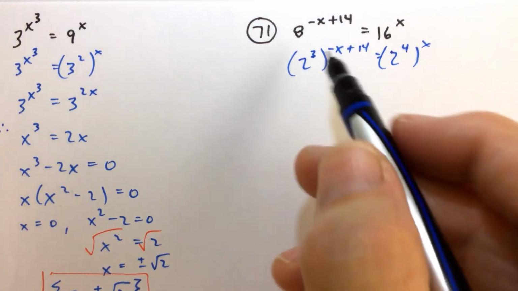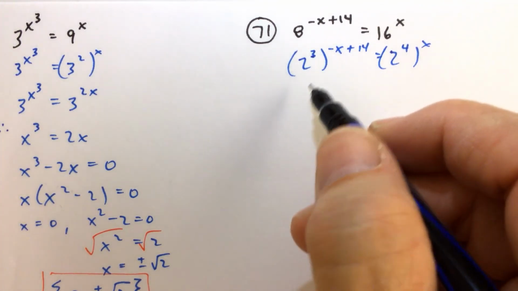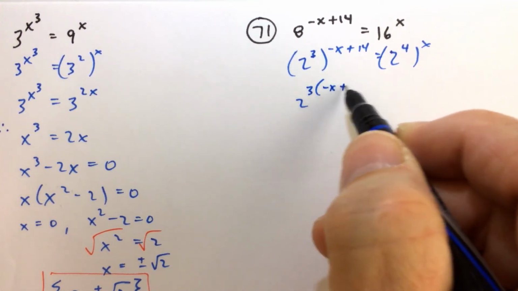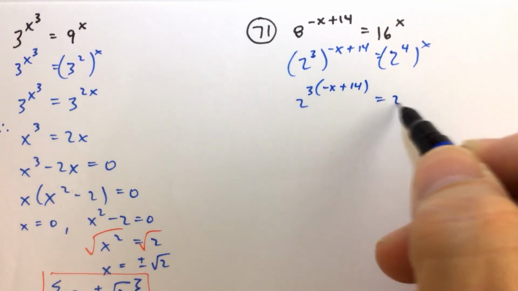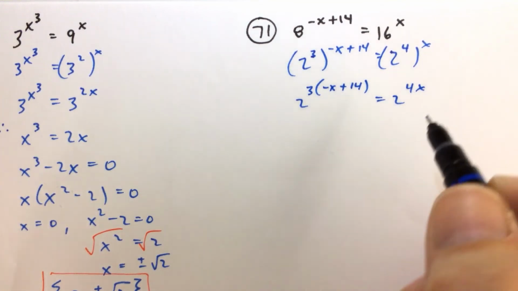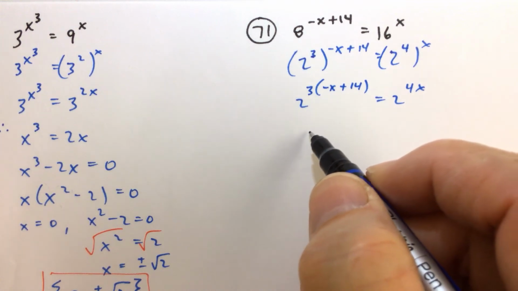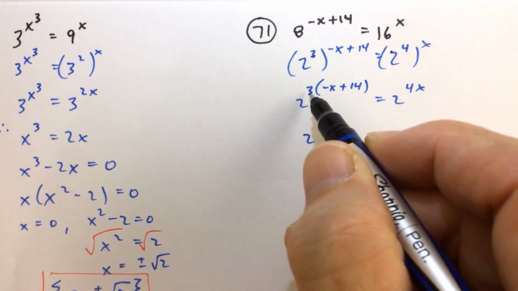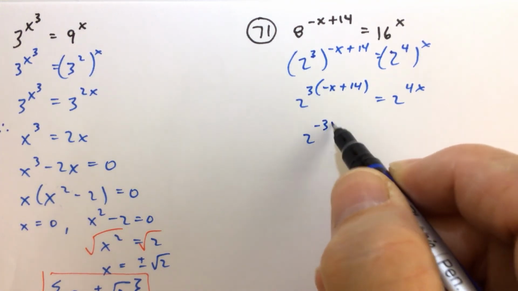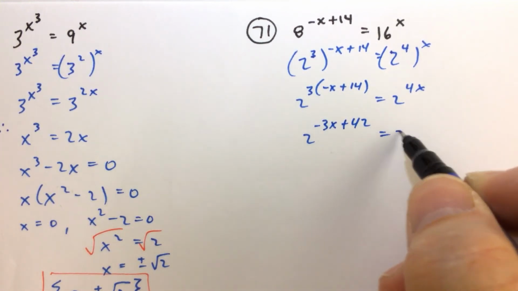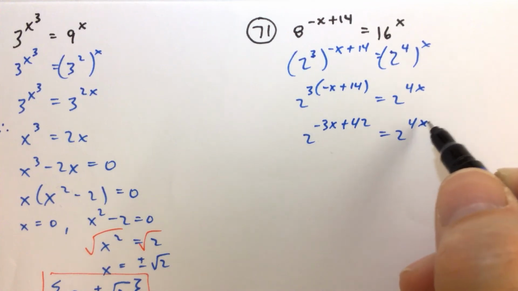And then we know that power to a power, we're going to multiply. So you got to be careful here. 2 to the 3 times negative x plus 14 equals 2 to the 4 times x. We can just write that as 4x. I didn't want to do too much at once here because I want to make sure I remember to distribute that 3. So we have 3 times negative x is negative 3x. 3 times 14 is 42. And we already have the right side simplified, 2 to the 4x.